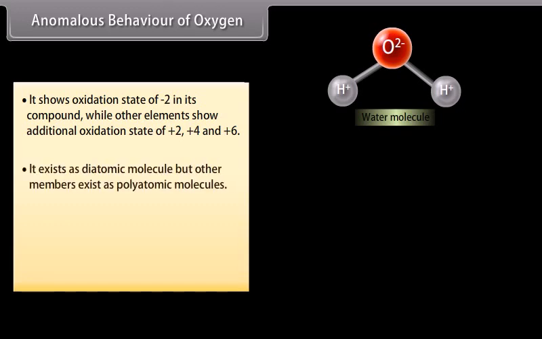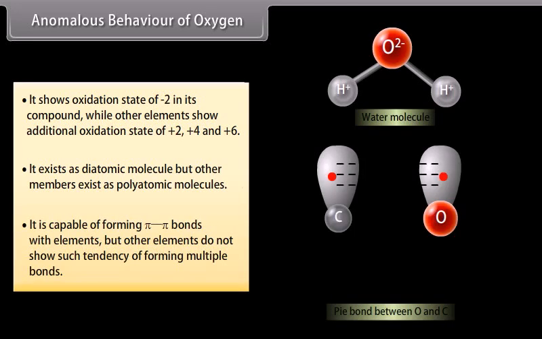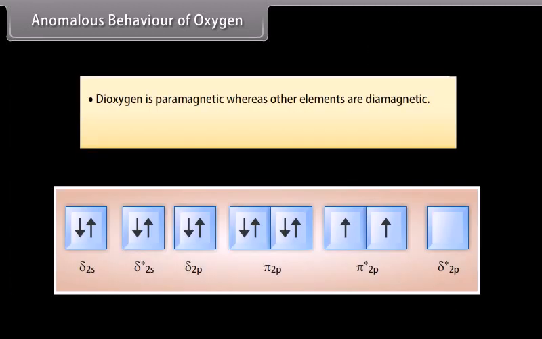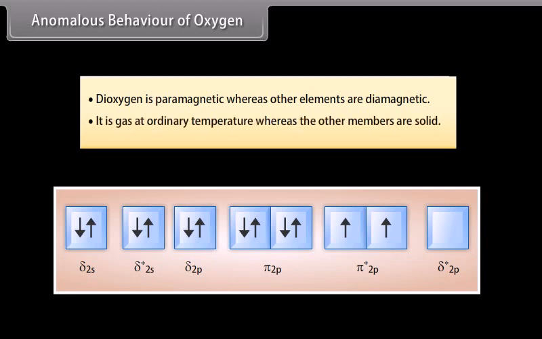It exists as diatomic molecule, but other members exist as polyatomic molecules. It is capable of forming pi-pi bonds with elements, but other elements do not show such tendency of forming multiple bonds. Dioxygen is paramagnetic, whereas other elements are diamagnetic. It is gas at ordinary temperature, whereas the other members are solid.